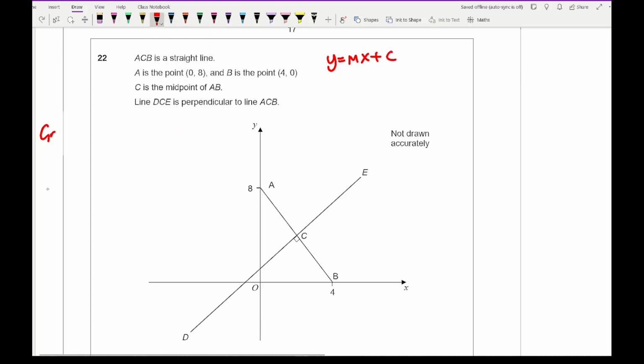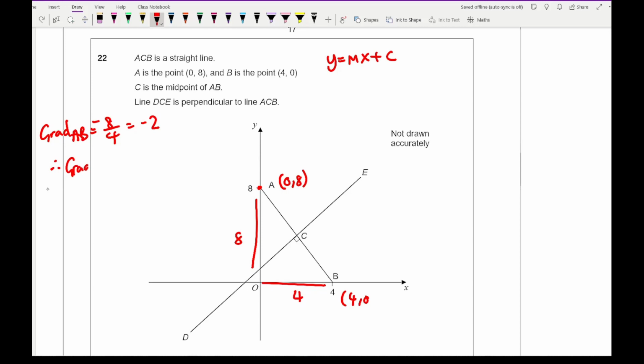So here we can work out the gradient of AB. This coordinate here is 0, 8, and this coordinate here is 4, 0. So we want to work out the difference between these. This is 8, this is 4, and because the line is going downwards, it's going to be 8 over 4 minus, which is minus 2. So as the line DCE is perpendicular, the gradient of CE is going to be minus 1 over the gradient that it is perpendicular to, which in this case is minus 2, which gives me a gradient of 1/2.